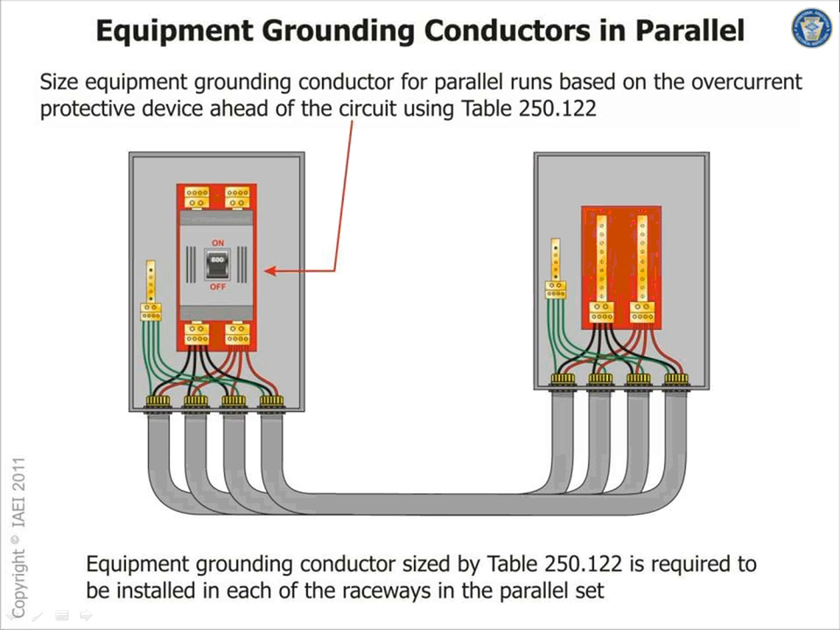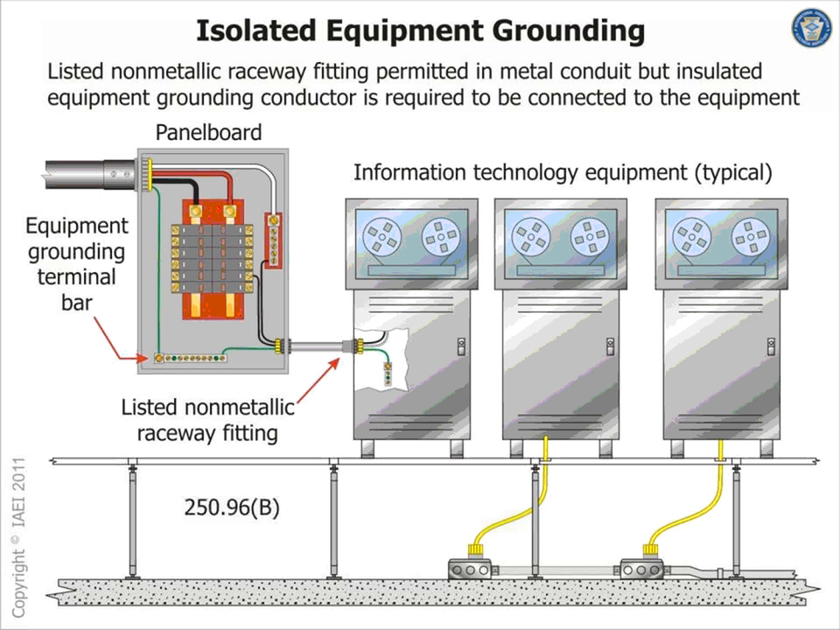This is equipment grounding conductor in parallel. You can see if you have to run a full set of equipment grounding conductors in every single conduit based on the overcurrent protection device. So I thought that's another example.